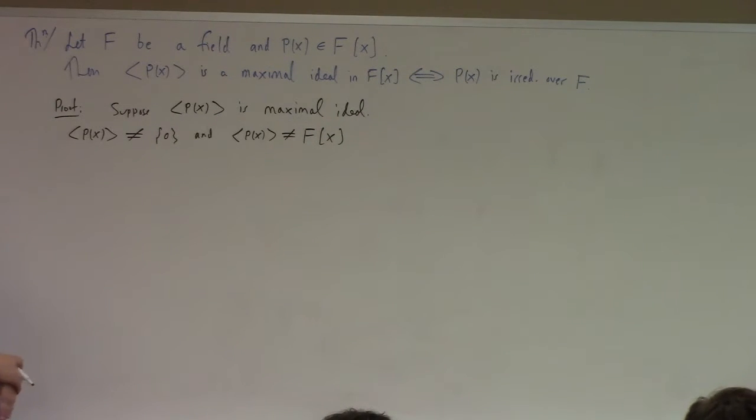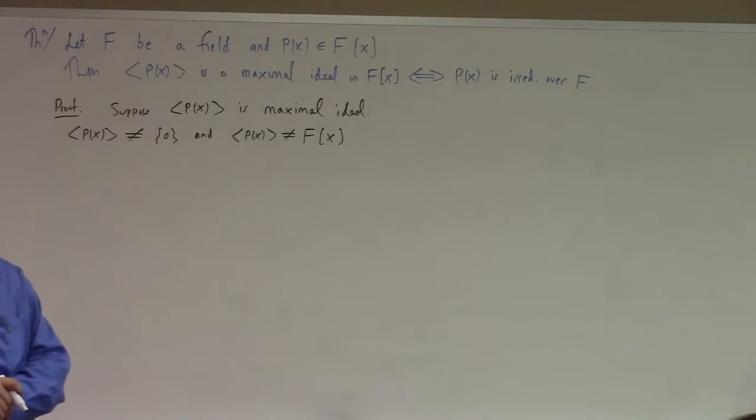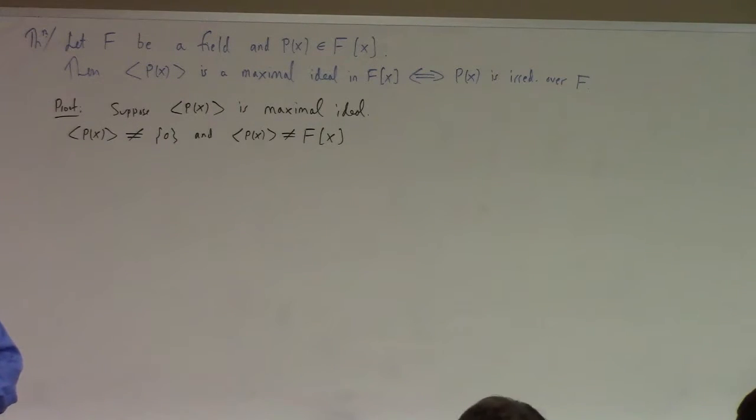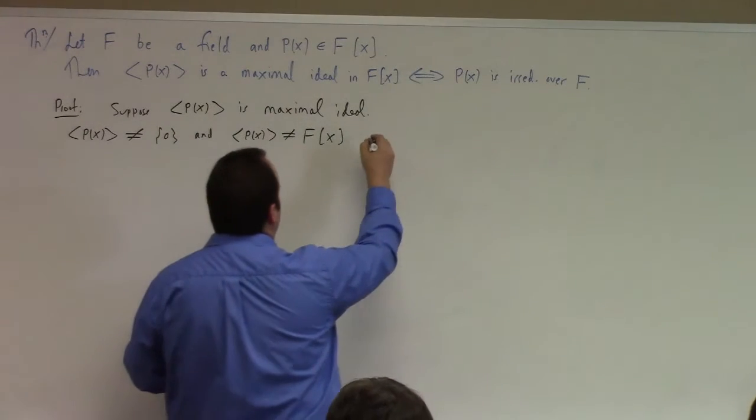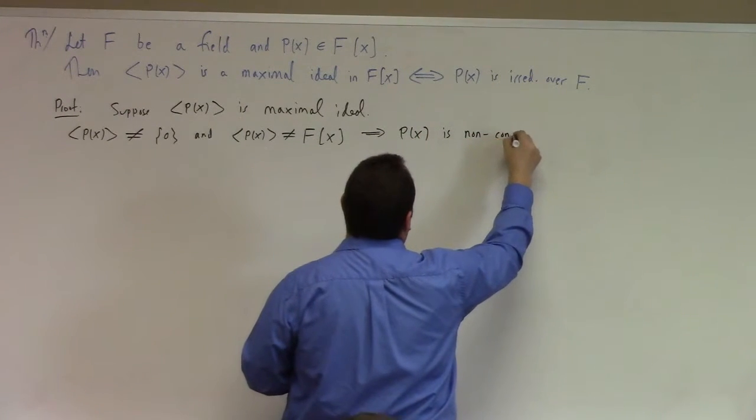So how do you get the ideal generated by a polynomial to be the whole polynomial ring, or how do you get the 0 ideal from the generation, either from the polynomial being 0 itself, or from it being a constant, right? Any unit in the ring of polynomials will generate the whole ring of polynomials. So basically, these two conditions just rule out p of x having degree 0. Or basically, these two conditions imply that p of x is non-constant. All right?